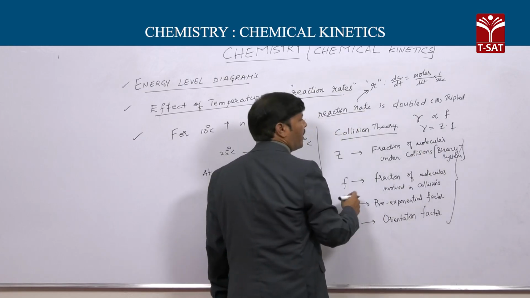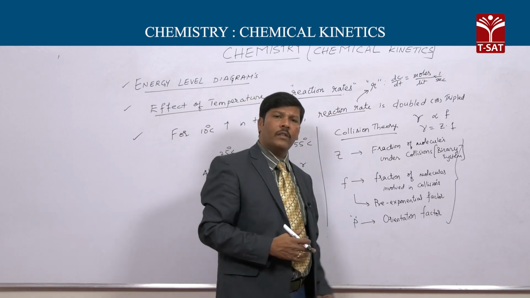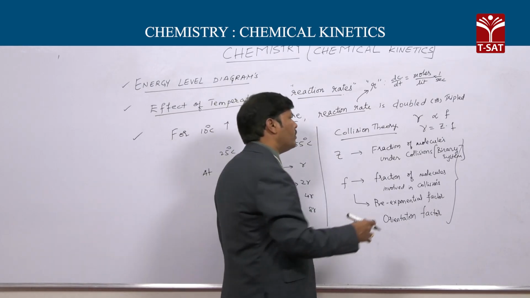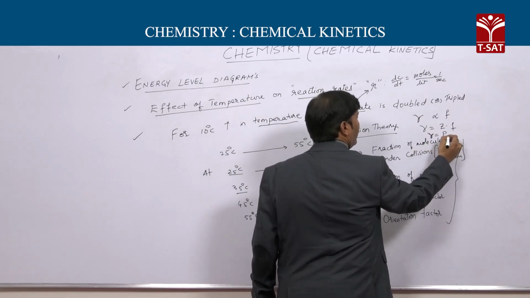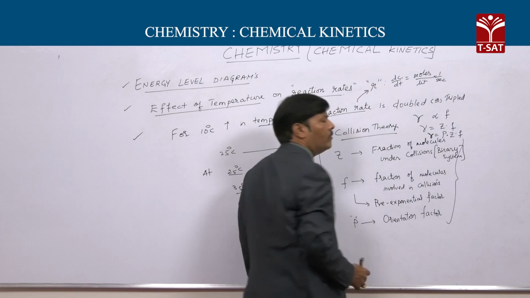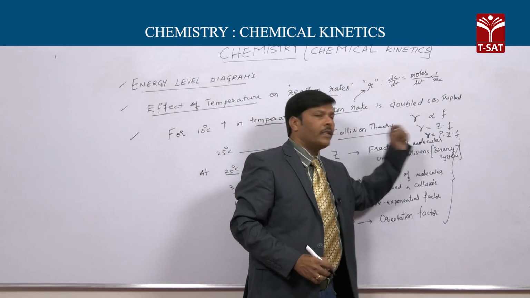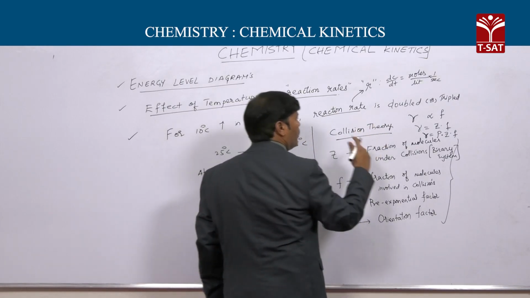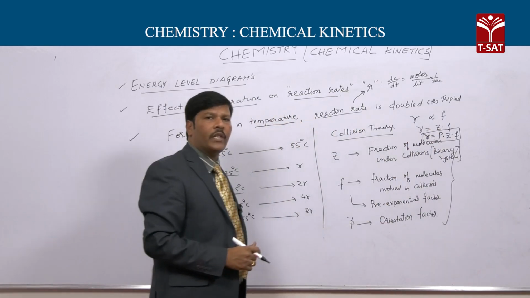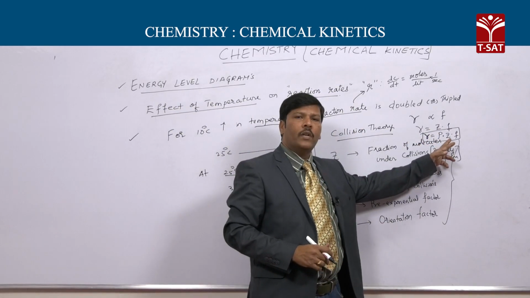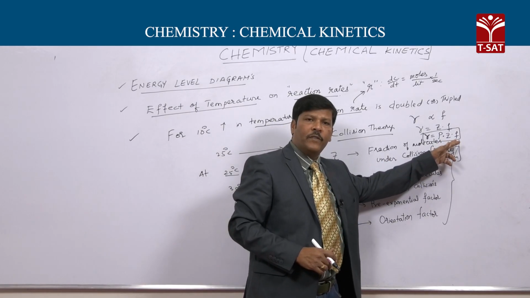F is the pre-exponential factor, and because every fruitful collision also involves the orientation factor, the orientation factor plays a very important role. So therefore, multiply Z and F with P also. That is P into Z into F. Because F is the pre-exponential factor, in the place of F I am going to substitute this. The rate of reaction is equal to P into Z into F: orientation factor multiplied with Z, the fraction of molecules undergoing binary collisions, and F, the pre-exponential factor.